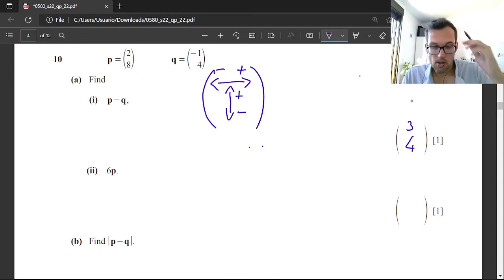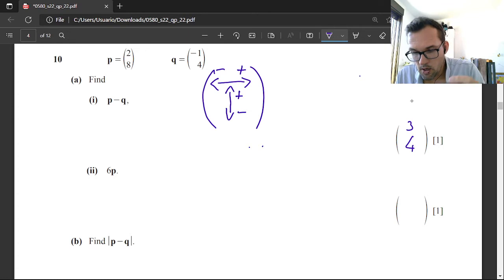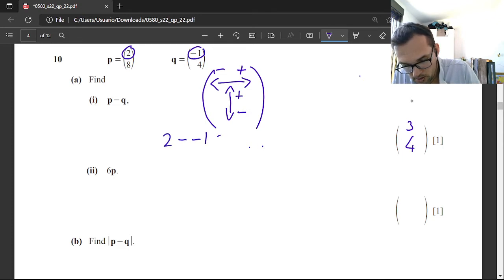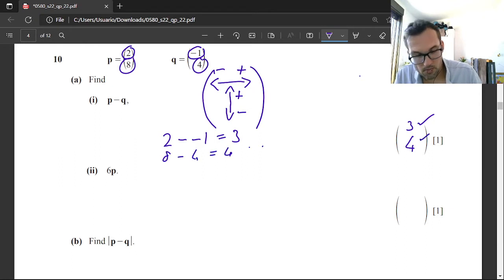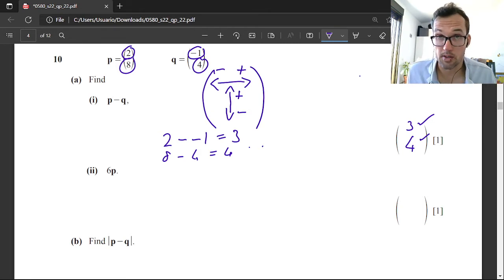3 to the right and 4 up. Okay, of course, this is not how you're going to do the exam. There's a lot quicker way. P minus Q means we take the top of P and the top of Q and we subtract it. So 2 minus 1 is the same as plus. That is 3. That's where I get that 3. And at the bottom, 8 minus 4, because we're subtracting. That's the quick way. Okay, but we need to understand why we're doing that.